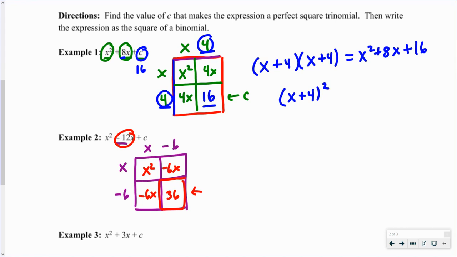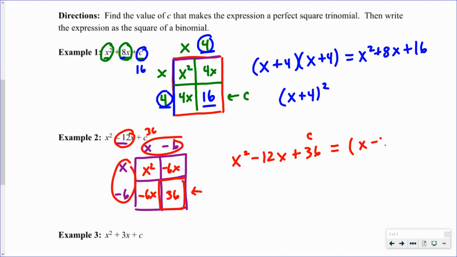And again, that's the middle term, -12, divided by 2, -6, squared, 36. So we have to add 36 to make this a perfect square trinomial. So x squared minus 12x plus 36. So that's our value for c here. That makes it a perfect square trinomial. And that's going to factor to x minus 6 times x minus 6, which is x minus 6 all squared. Okay, the last one.